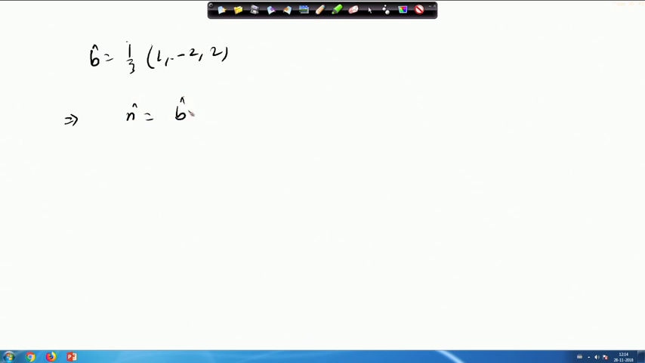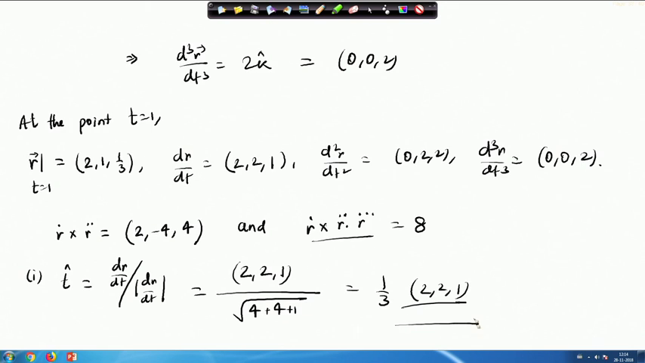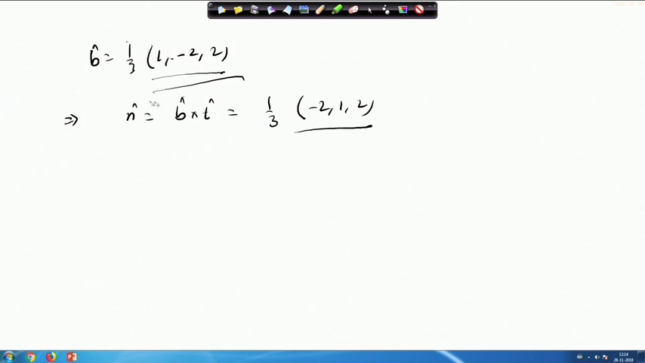So, n cap is b cross t, and b cross t can be given by 1/3 (-2, 1, 2). So, they are all perpendicular to one another. We first calculated t, from there we can write our b, and based on b we can calculate our n by just simply calculating b cross t. So, we know our t and we know our b, so just calculate their cross product, 1/3 will come up front, and then we will have this as the required unit principal normal.